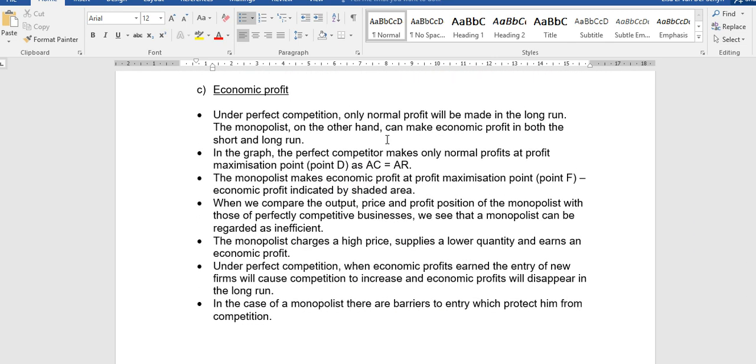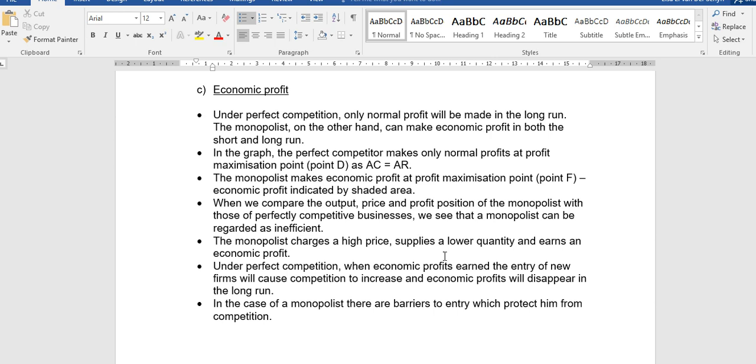All right, this is your profit situation. We said that in perfect competition, there's normal profit in the long run. The monopolist will make economic profit in the long run. Then obviously you indicate the information and discuss your profit maximization positions. The perfect competitor makes a normal profit because his average cost is equal to his average revenue. The monopolist makes economic profit because his average cost is less than his average revenue. Then you can refer to the shaded area if you shaded it. We didn't shade it in this case.